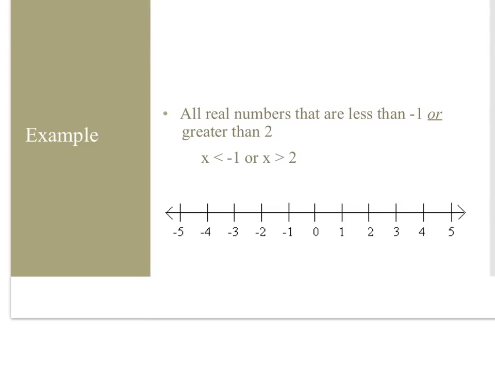In this example, we have all real numbers that are less than -1 or greater than 2. So we look at x is less than -1. Open circle at -1 because there's not an equal sign, and x is less than it. We also have x is greater than 2. So at 2 we have an open circle and we look at the sides greater than. So our solution here does not have an overlap. There's no intersection. So this would be a union of these two values.